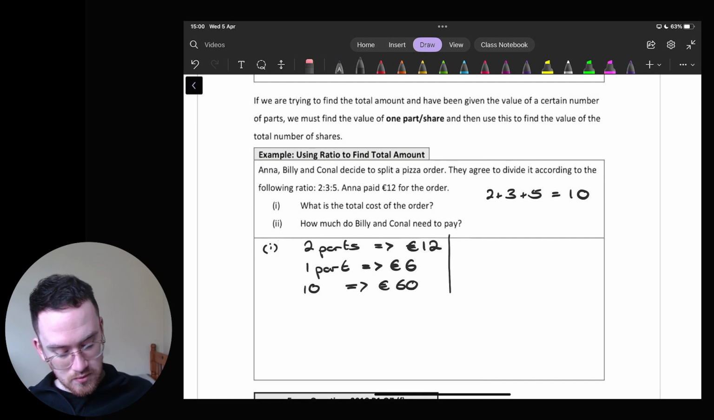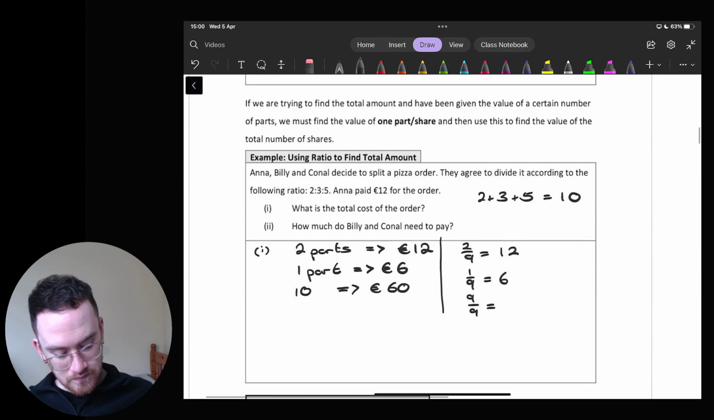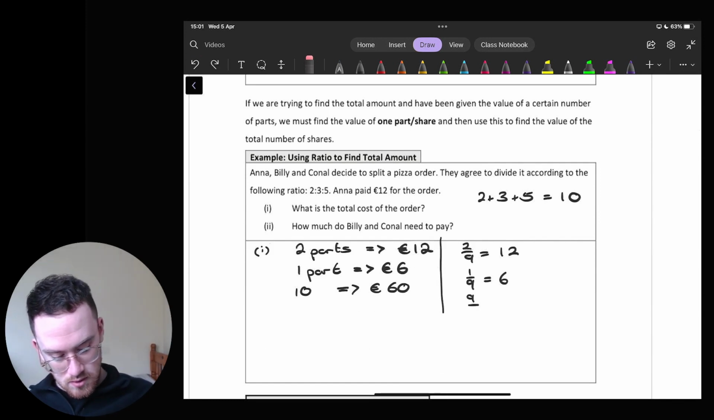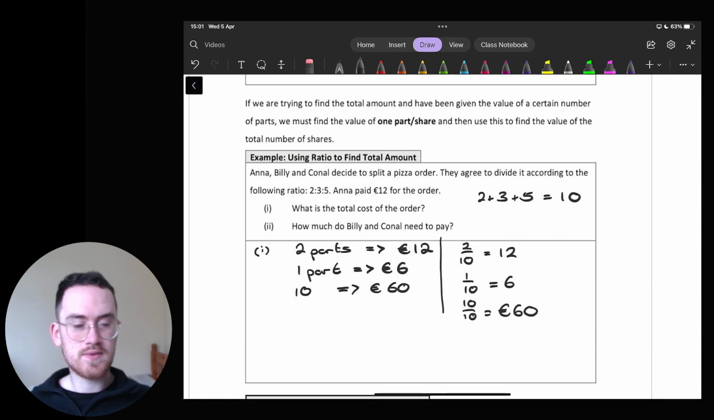A slightly different way of thinking about it is that Anna's paid 2/9, which is 12. 1/9 again is 6. So 9/9, or sorry, not 2/9, 2/10. Let me go again. 2/10 was Anna. So 1/10 is the 6 euro, and 10/10 would be the 60 euro that we had at the start. So following it through that way.